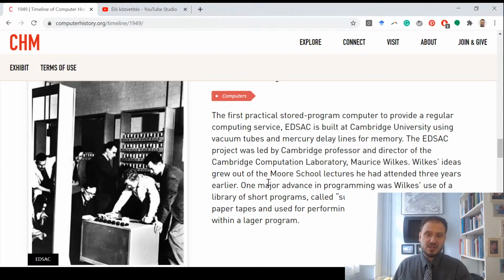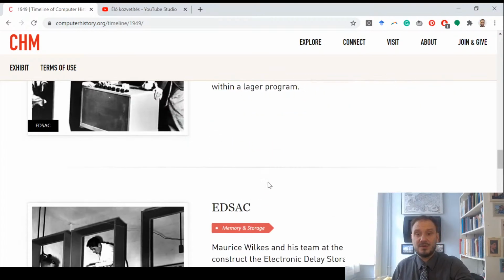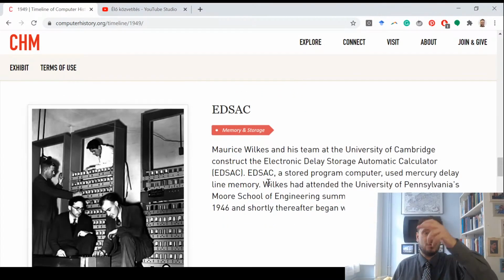One of the major advances in programming was Wilkes' use of a library of short programs called subroutines, stored on punched paper tapes and used for performing common repetitive calculations within a larger program. So you can see how algorithms are being developed, and new ideas are being implemented.